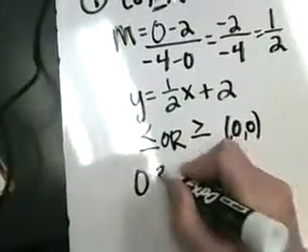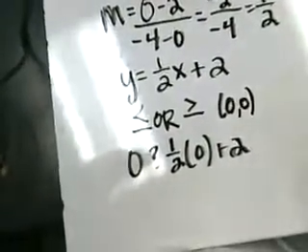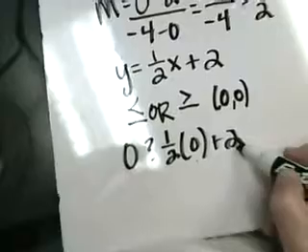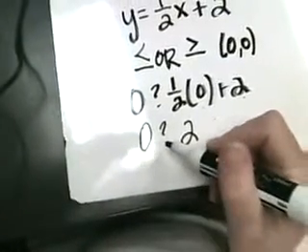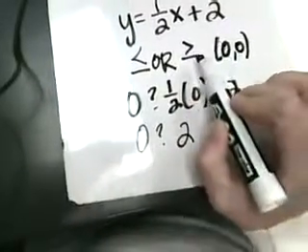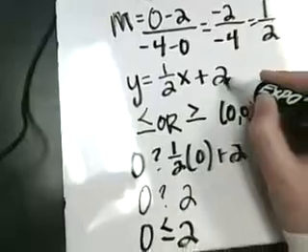So 0 is what compared to 1/2 times 0 plus 2? If I clean this side up, 1/2 times 0 is 0, plus 2 is 2. So 0 is what in regards to 2? Remember, you're picking one of these two symbols. Is 0 less than or equal to, or is 0 greater than or equal to 2? 0 is less than or equal to 2. So that means if I go back to this piece right here, this would have to be y is less than or equal to 1/2 x plus 2.